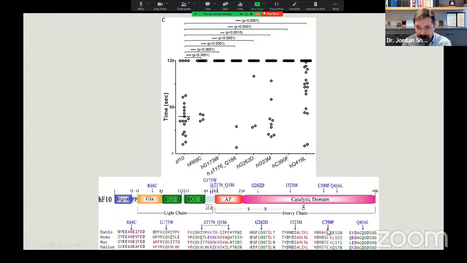And so we took those ones that were conserved from fish to mouse to humans, and we tested them. And you can see here, we engineered those mutations into zebrafish factor 10. And remember, they don't clot with laser injury when they don't have factor 10, but we're able to put back in a normal copy of factor 10, and then they clot just fine. And here we can see how well they clot when they have these various mutations. So it's another way of looking at human mutations in an in vivo situation rather than just in a test tube in the laboratory.